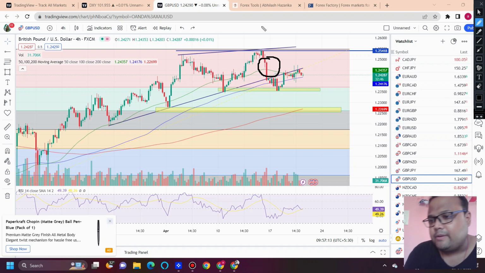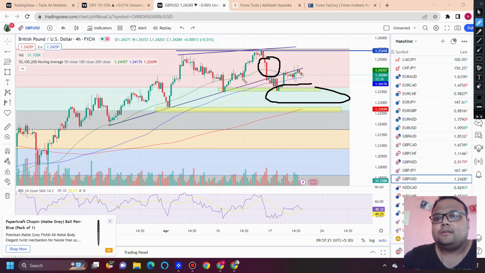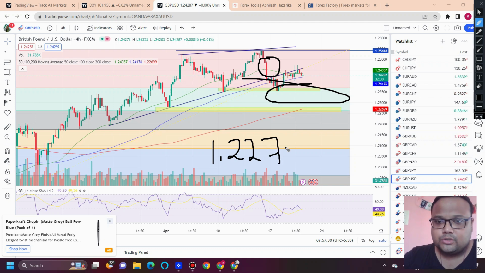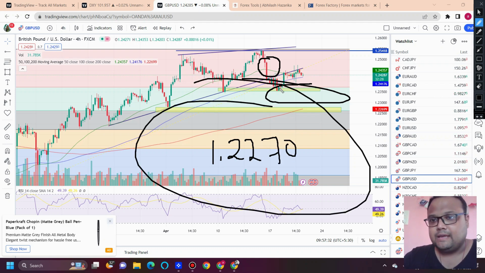Instead of 4 hours time frame, you can simply switch to the 1 hour time frame, okay, because 4 hours time frame is kind of slow. So 1.2350 will be very critical, and the next target is 1.2270. If market breaks this level, this will be the next target for GBP USD.